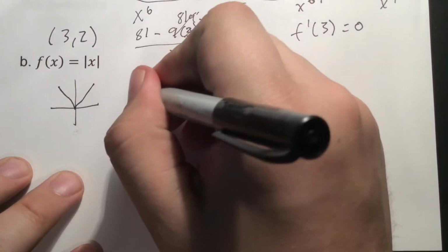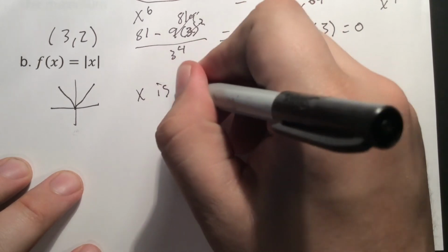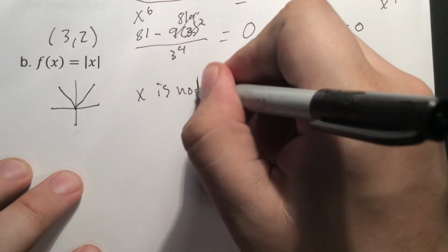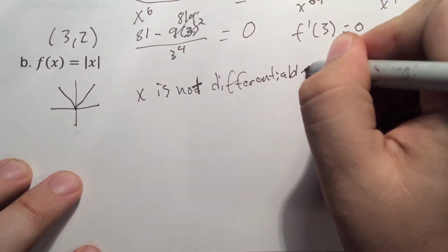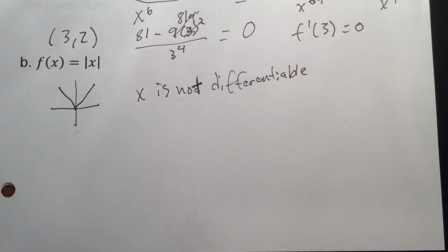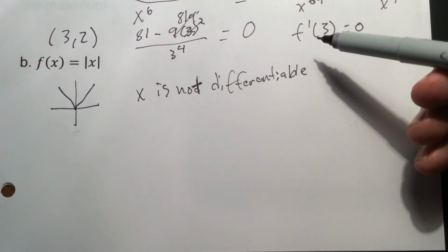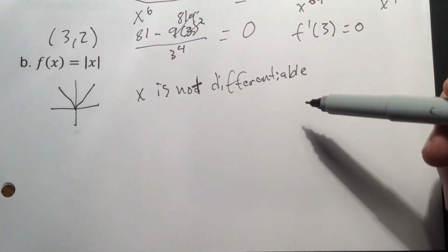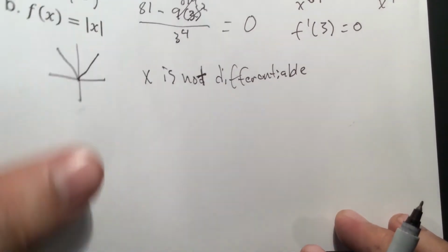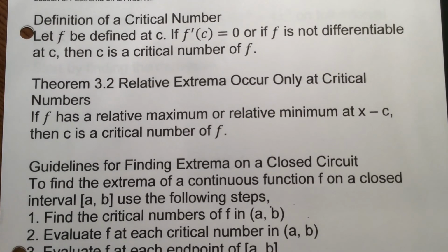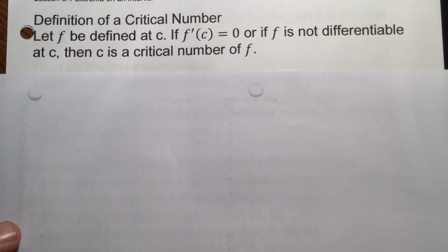So here where x is not differentiable is going to be another spot where these extrema are going to occur. So where the derivative equals 0 and where we're not able to find the derivative, those are going to be spots that we look for these extrema. And those spots that we look are called critical numbers. So let f be defined at c. If f prime of c equals 0, or if f is not differentiable at c, then c is a critical number of f.